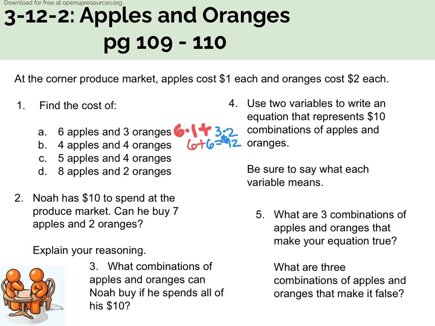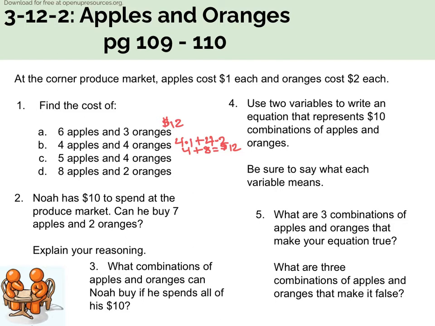I'm going to erase what I had before so I have some room. Okay, so 4 apples, so 4 times 1, because they're $1 each, and then 4 times 2 for the oranges. 4 times 1 is 4. 4 times 2 is 8. 8 plus 4 is 12. So they spent 12 on the first one, and they've spent 12 on the second one.